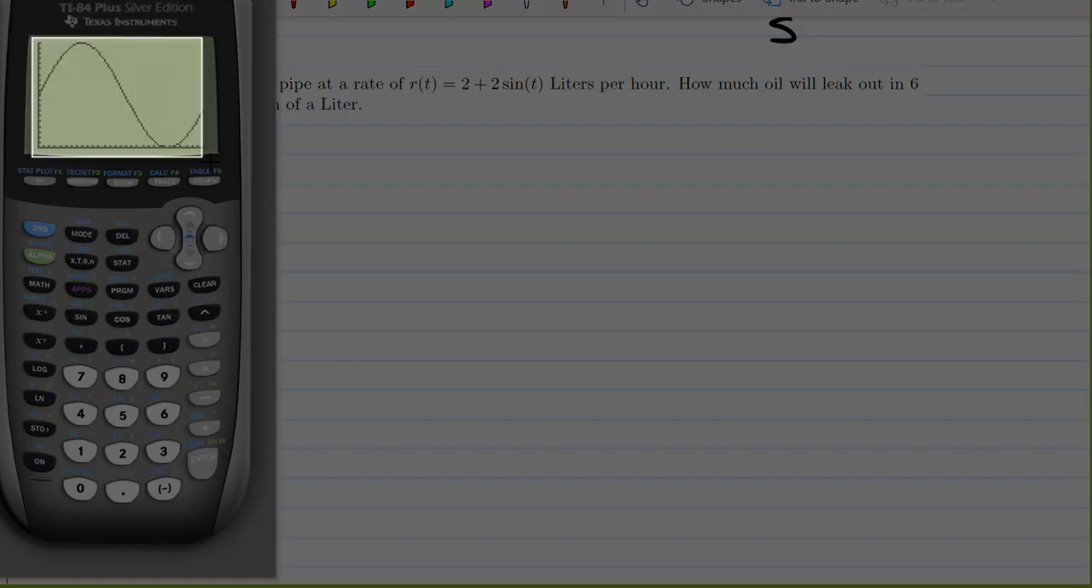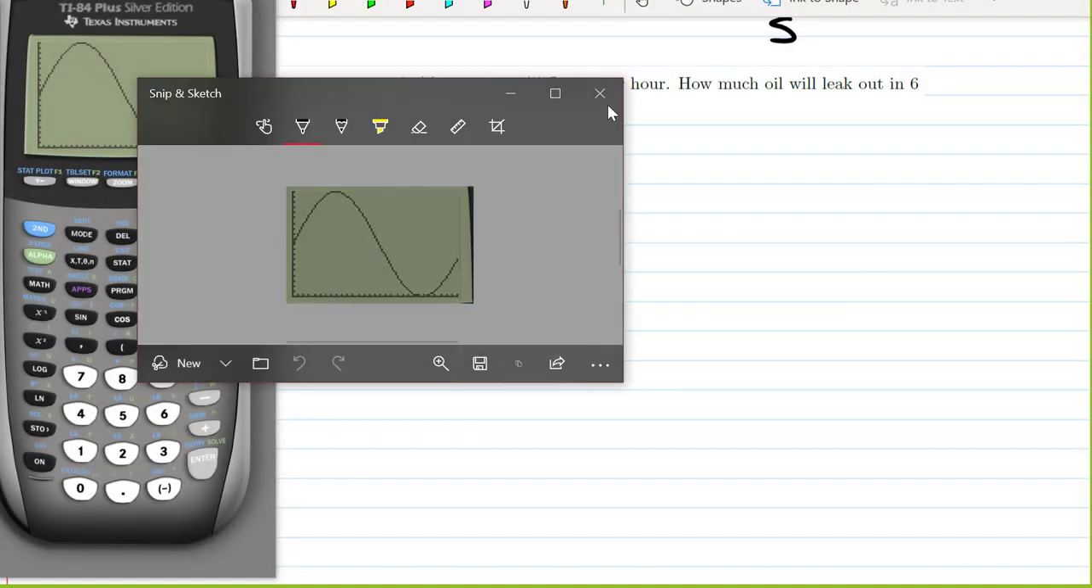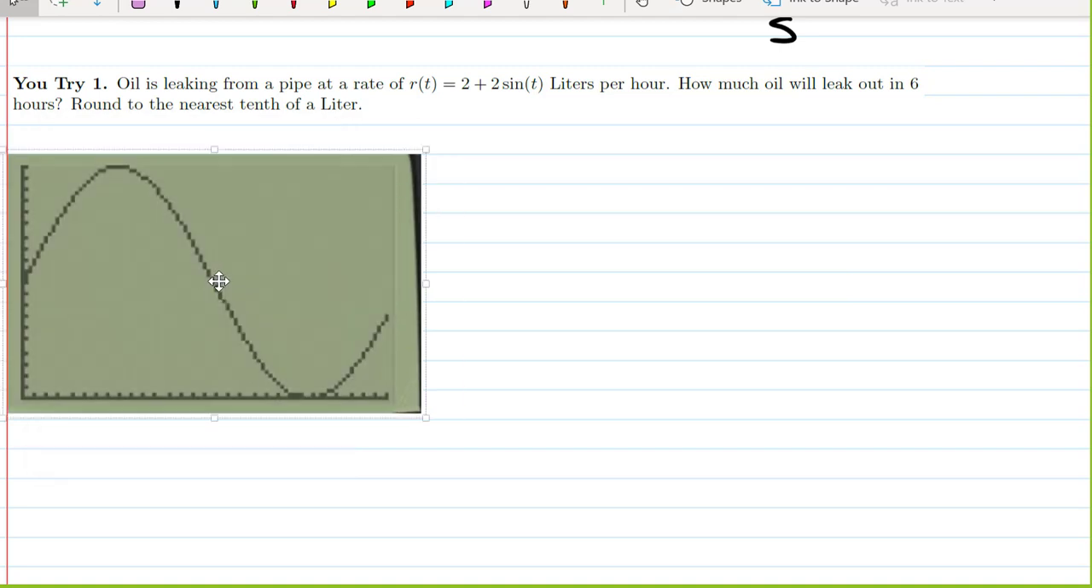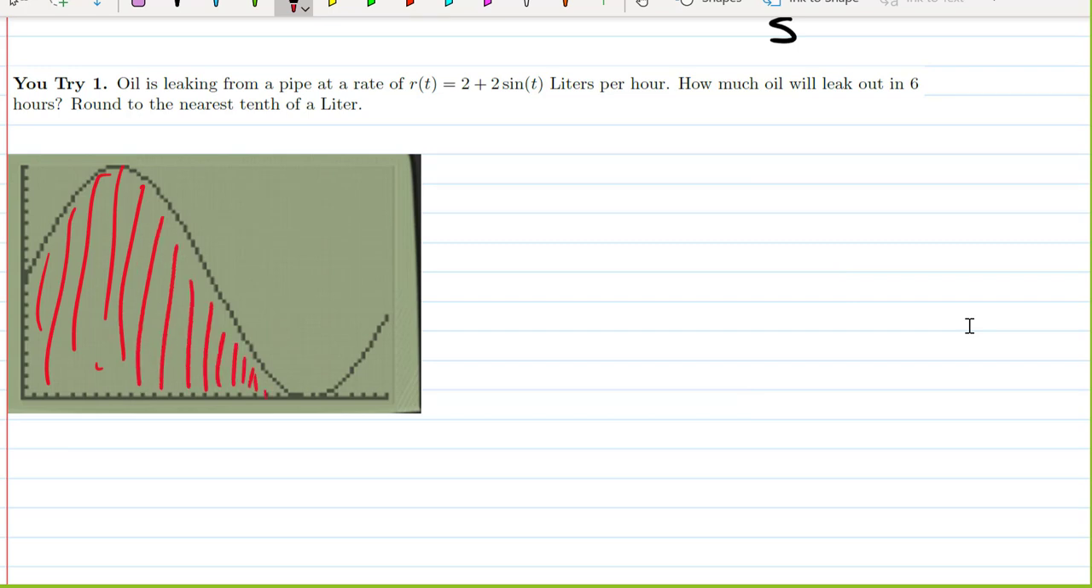So when we look at this graph, we notice that the rate at which the oil is leaking out of the pipe isn't constant. So at the very, very beginning, it looks like the oil is leaking out at a rate of 2 liters per hour, but then it increases to right here to 4 liters per hour, and then it looks like they get it stopped instantaneously, but then it starts leaking again, right? So we want to know how much oil leaked out during that 6 hours.